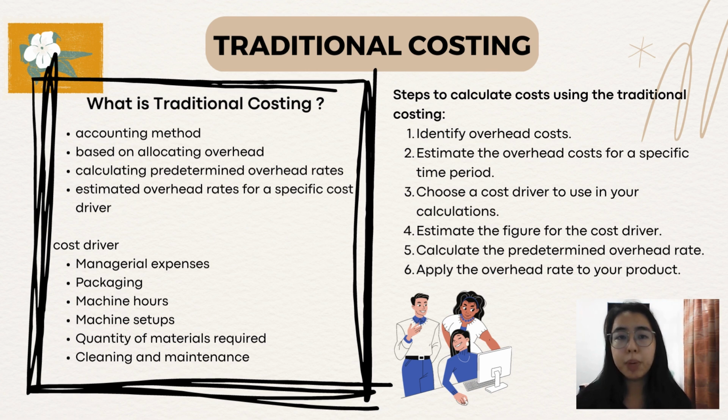Fifth, calculate the predetermined overhead rate. The predetermined overhead rate is based on your estimate. To calculate the rate, divide the estimated overhead cost by the estimated cost driver amount or quantity. Last one is apply the overhead rate to your product. Multiply your chosen metric by the predetermined overhead rate to determine the estimated overhead cost for the product.